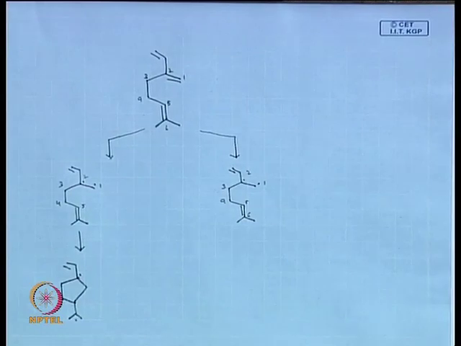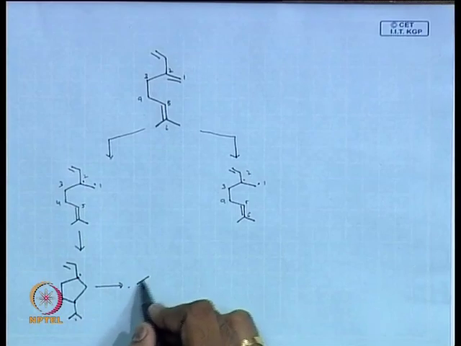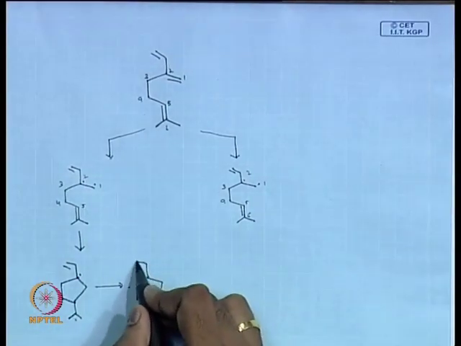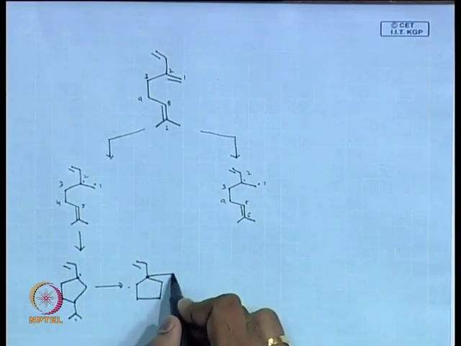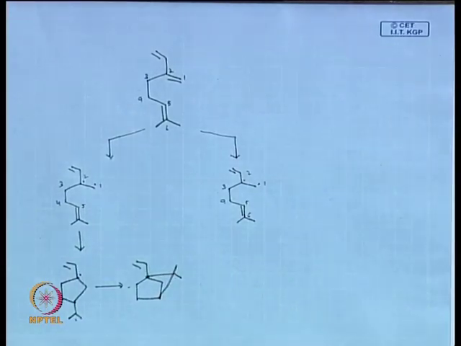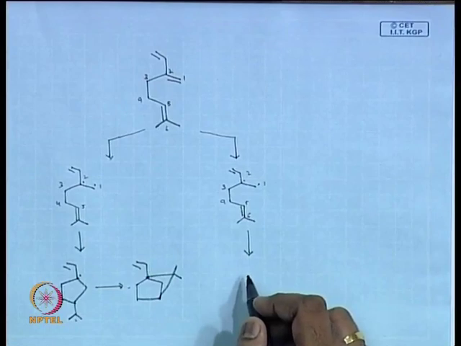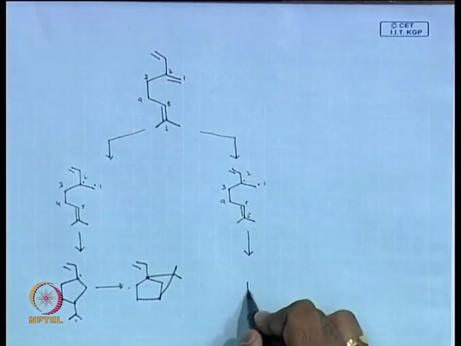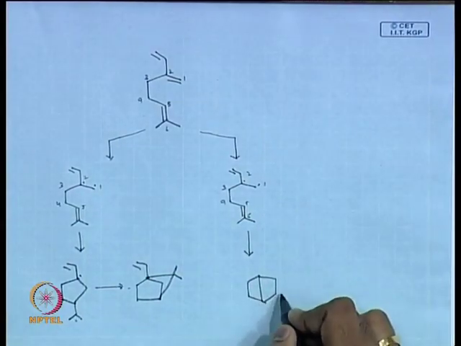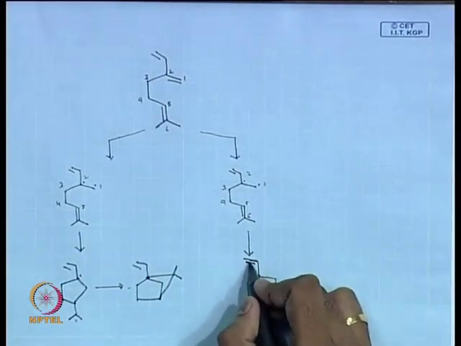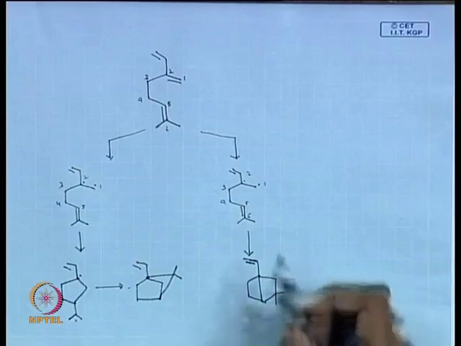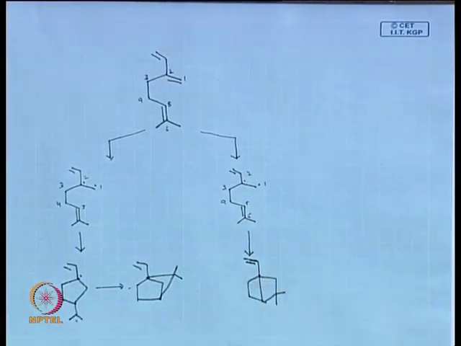I get this, which then can give me this. All right. If I do 1,6, I get this product. Look at this, right? I am going to add this 6-membered ring, then you get a radical to give me this product. So basically, based on radical stability itself, which product will dominate?